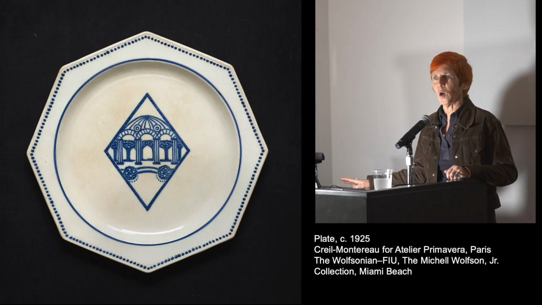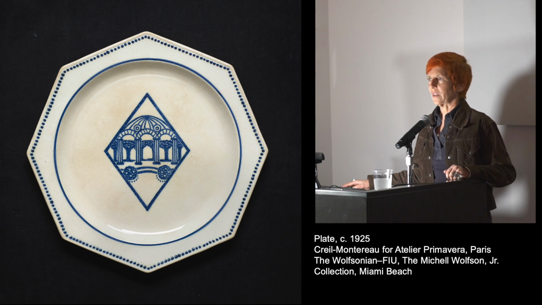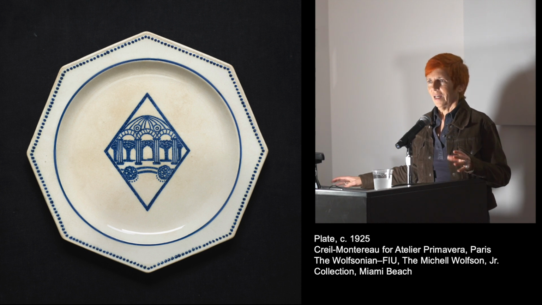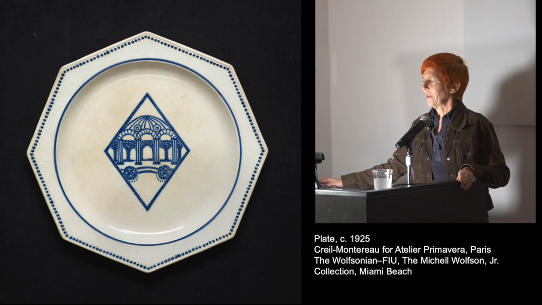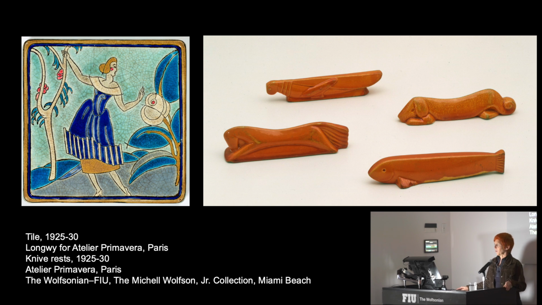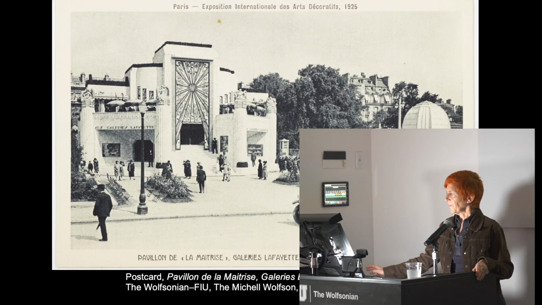And we have in the collection a few objects which were sold and produced by Primavera. This is a plate that represents a stylized representation of their pavilion in Paris. And there were more decorative tiles, again the female figure and the stylized rose, and these knife rests, which are very playful in orange, representing several stylized animals, that were also sold in Primavera.